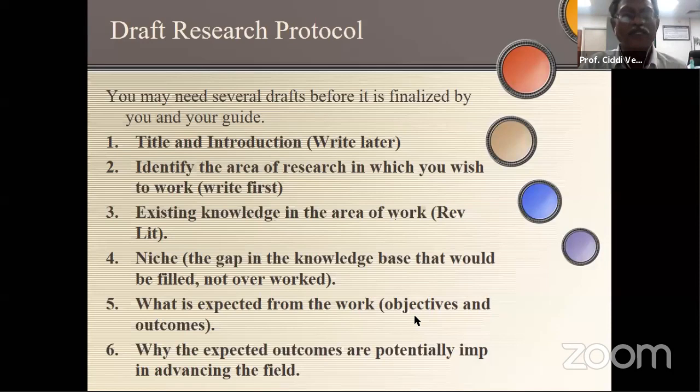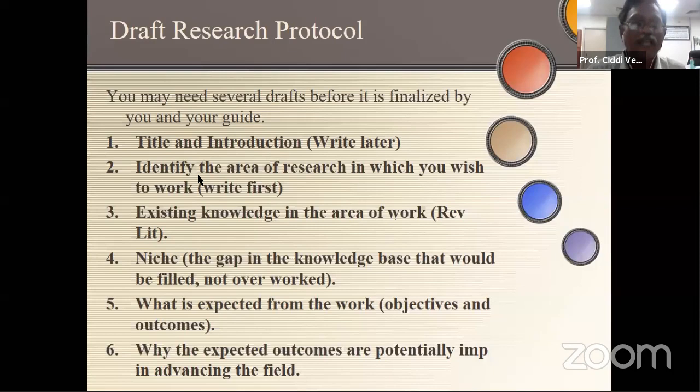Then, why the expected outcomes are potentially important in advancing the field. So this is what you will put in two lines: what the outcome is and how it will be useful for the next generation, the next people who are going to come and work in this particular area.